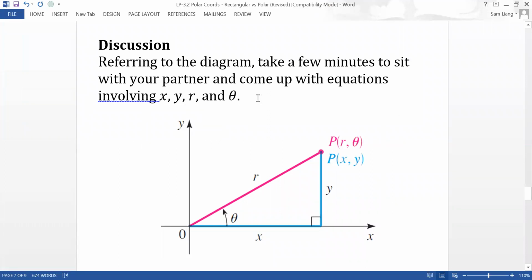So what is sine theta equal to in this triangle? Y over r. Good, right? And then, just like Ryan's formula, we're going to cross multiply. We get y equals r sine theta.